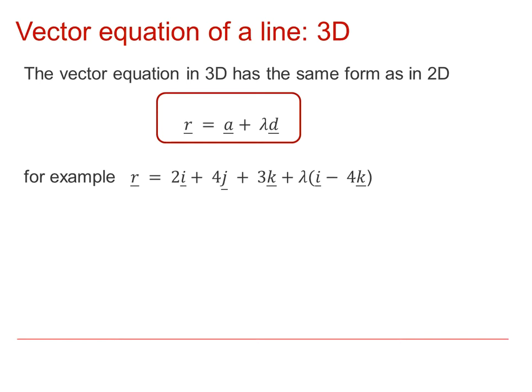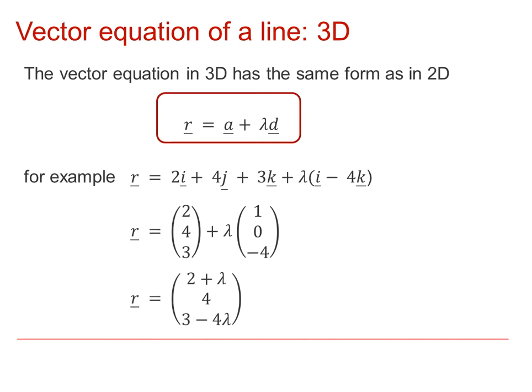Now, this isn't the only way we can write this equation. We could use column vectors, so instead of that we could write it as the vector 2, 4, 3 plus lambda times 1, 0, negative 4. And that is quite often a lot easier because we don't have to write out the unit vectors i, j and k all the time. And indeed we could combine this together in a single vector, so 2 plus lambda, 4, and 3 minus 4 lambda.